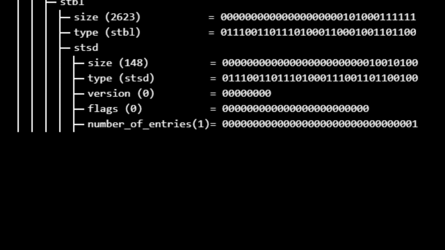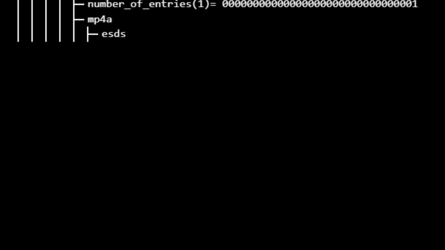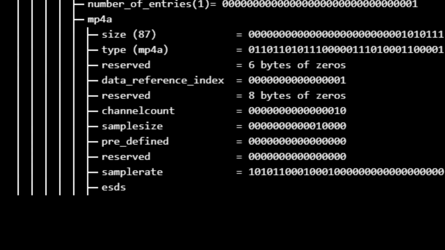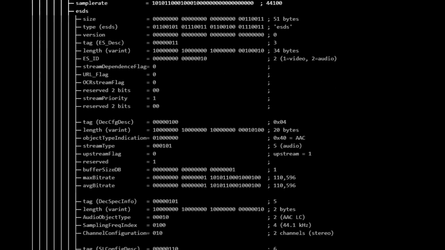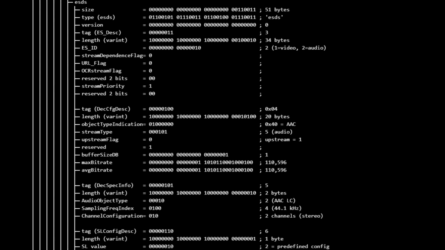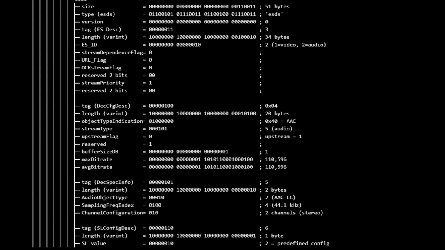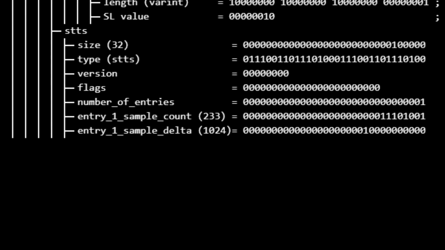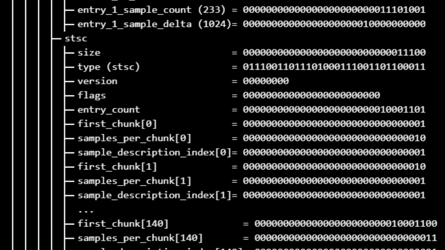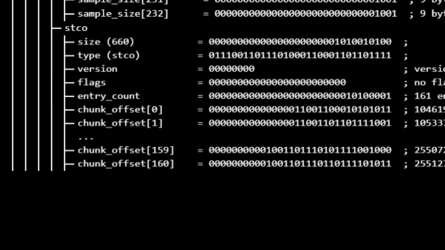Let's replace the AVC1 and AVCC with MP4A and ESDS. Write the MP4A like so. Write the ESDS like so. The ESDS contains information specific to our audio. Next, in the STTS, update the sample count and set the sample delta to 1024. Update the sample to chunk, sample size, and chunk offset items to the audio frame sizes and positions.